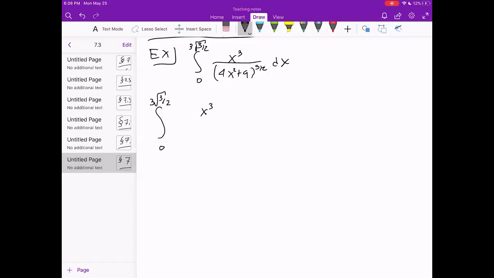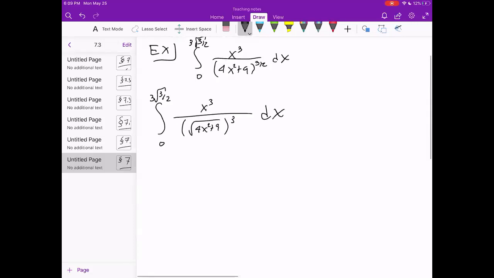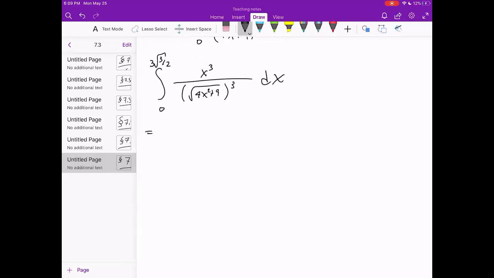of x cubed divided by, first thing I'm going to do is rewrite this 4x squared plus 9 to the 3 halves. Anything to the 1/2 power is a square root. So I can write this as the square root of 4x squared plus 9, cubed. Anything to the 3 halves power is just the square root cubed, really, because you can write that as 3 times 1/2 or 1/2 times 3, and that'll turn it into that. Okay, but it still doesn't look exactly like we want it to.